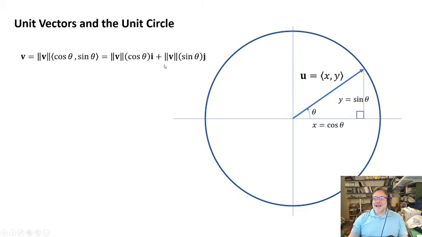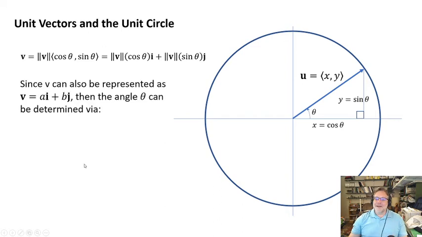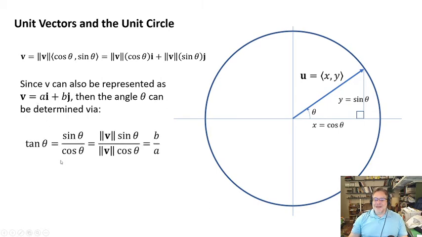So we now have a new way of describing any vector in terms of trigonometric functions based on the direction that the vector is pointing. Since v can also be represented as a linear combination of i and j, then the angle theta can be determined using this. So we have cosine theta and sine theta here.